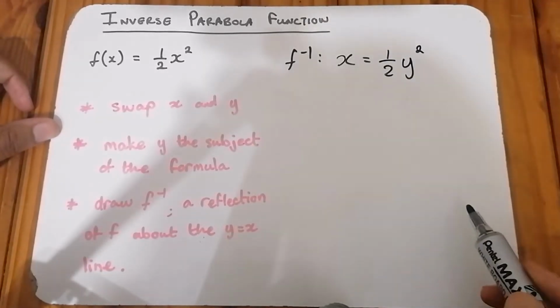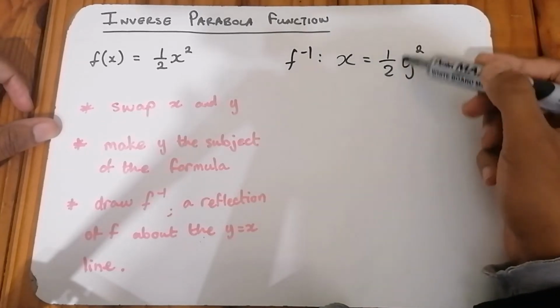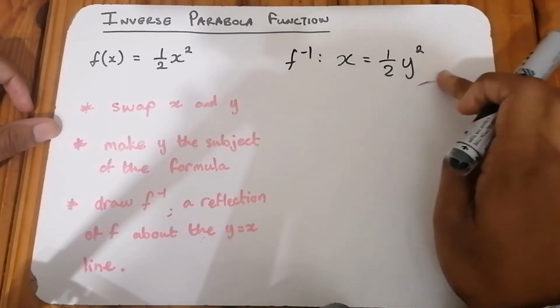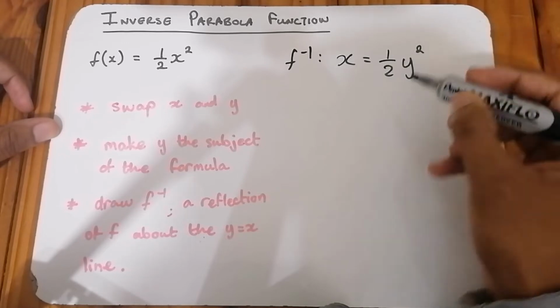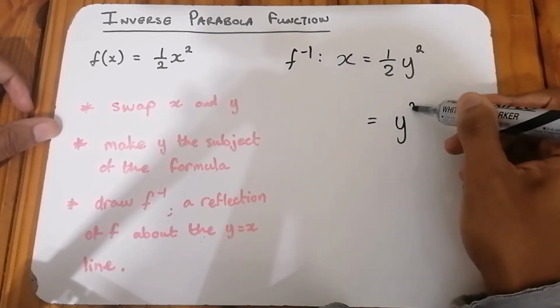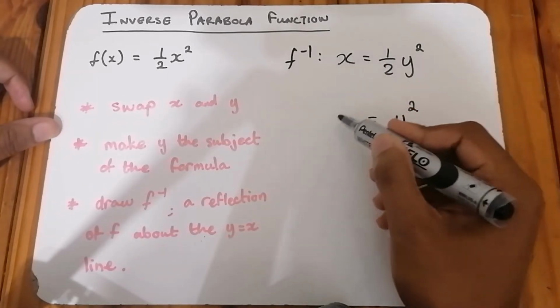Okay, so now we need to make y the subject of the formula. First I want to get rid of the half. Yes, you can divide by a half, but instead of doing that, I'm going to multiply by 2, which would also cancel out the half. So if I multiply this by 2, I'm then just left with y squared. And so I multiply the x as well by 2.